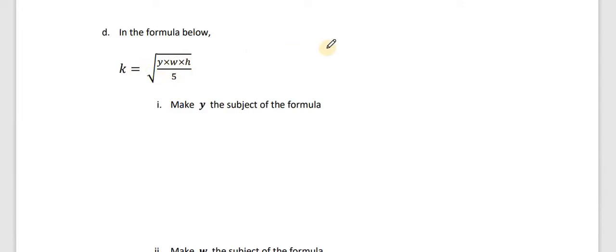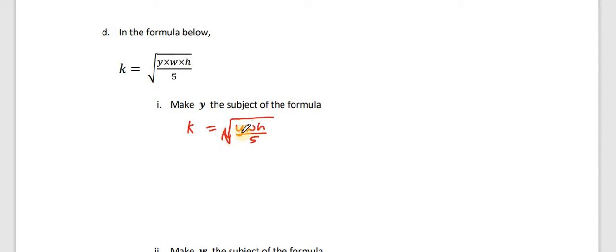So k is equal to the square root of y times w times h over 5. All right, remember we're talking about what's affecting everything else, the shoe first, then the socks off. So same thing, same concept here. What's affecting everything over this side? What operation? The square root. So you have to move that first. When you transpose it to the other side, what does it become? Squared. Very good. So y times w times h over 5, right?